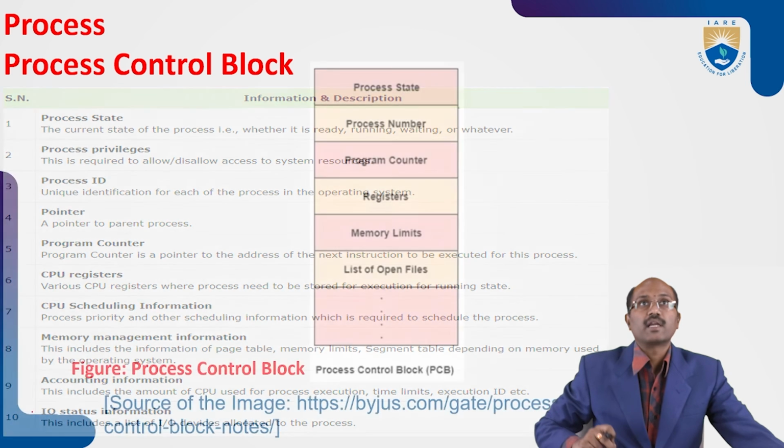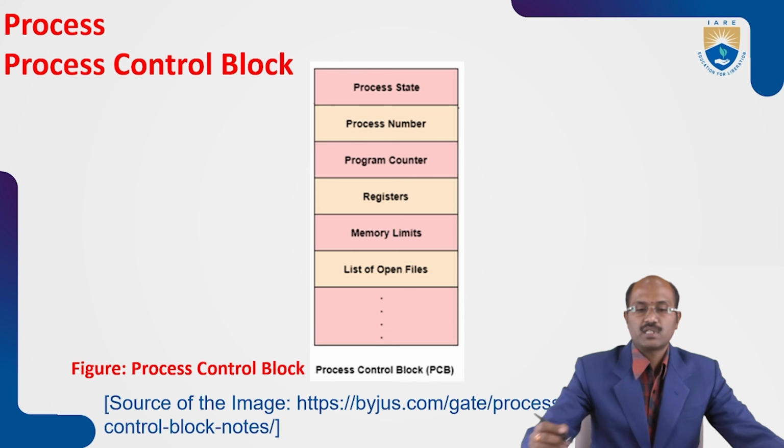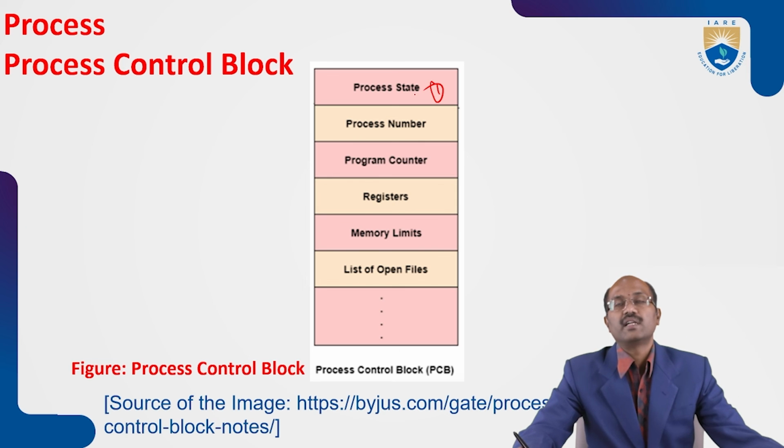Okay. Next, the structure. What is the structure? The figure of the process control block. The first one is which state the process is in: either new state, ready state, running state, waiting state, or terminate state. Those are the 5 or 6 states. It depends on which state the present process is in. That is defined in the process state.